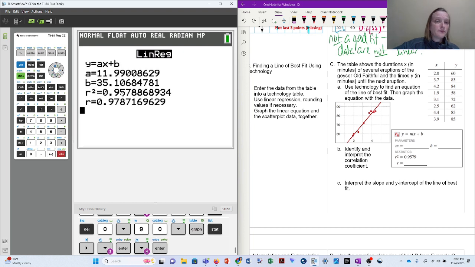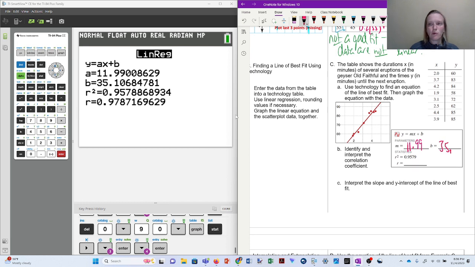And when I calculate, you should see an a value, a b value, an r squared value, and an r value. Now, for this activity, the r squared value isn't so important. I'm going to go ahead and put down 11.99 was the slope. Notice it says y equals ax plus b. So a is the slope variable. So the slope is 11.99 and the b value, the y-intercept, is 35.12 and my r value is 0.9787.